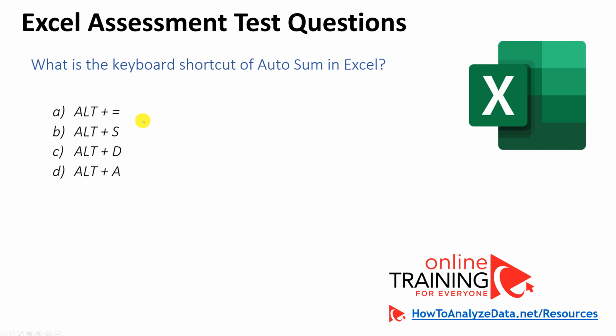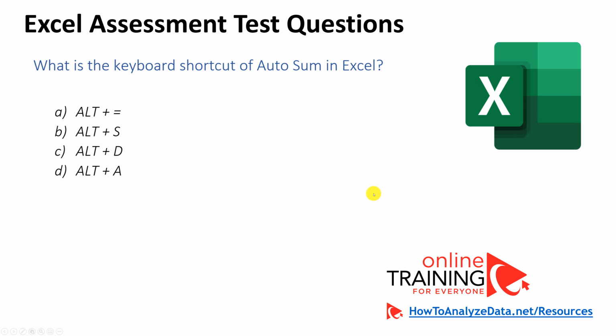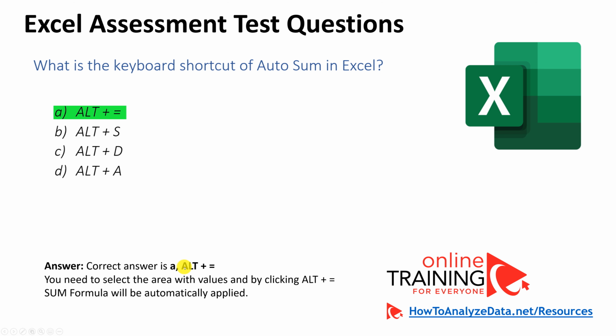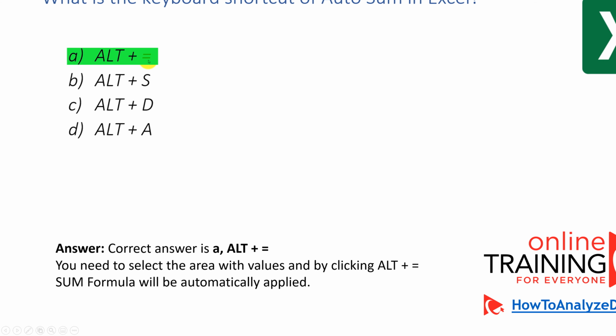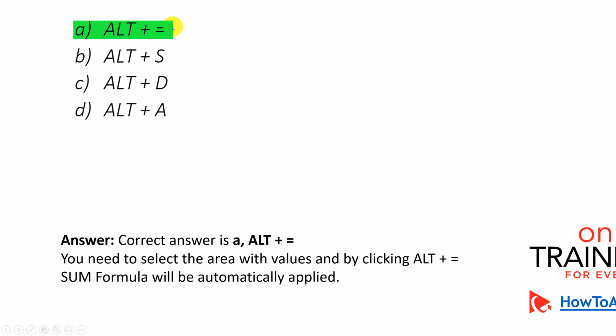As you probably figured out by now, the correct answer to the question is A, Alt plus equal sign. And once you press this shortcut after selecting all the values, you will get AutoSum function triggered, and then you just need to hit Enter to execute it.